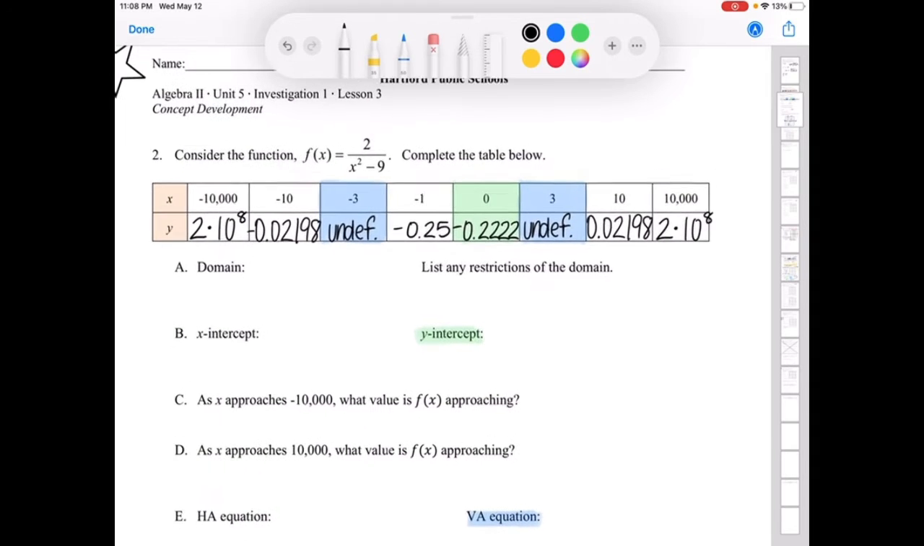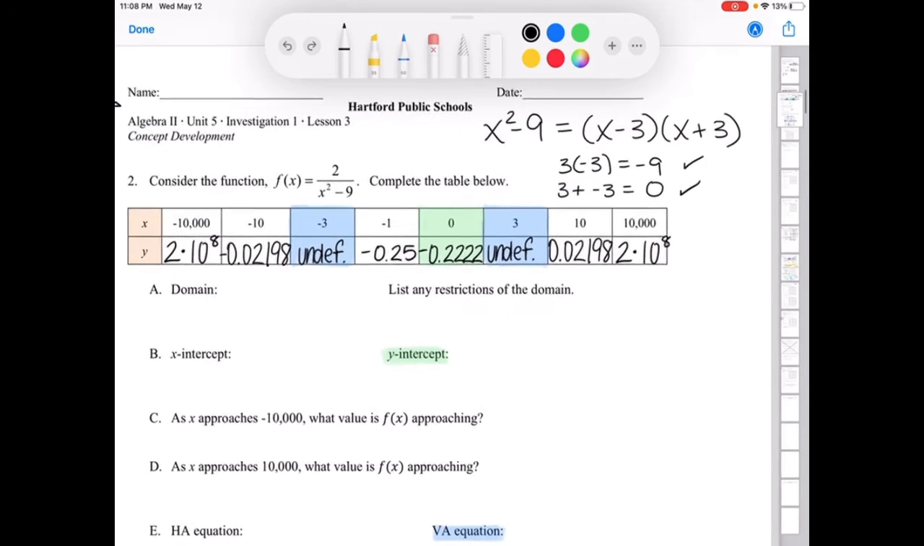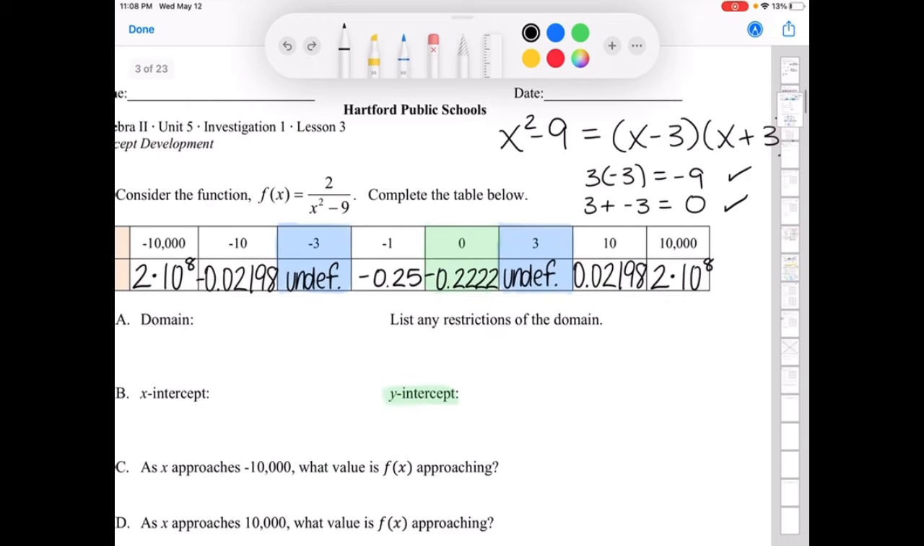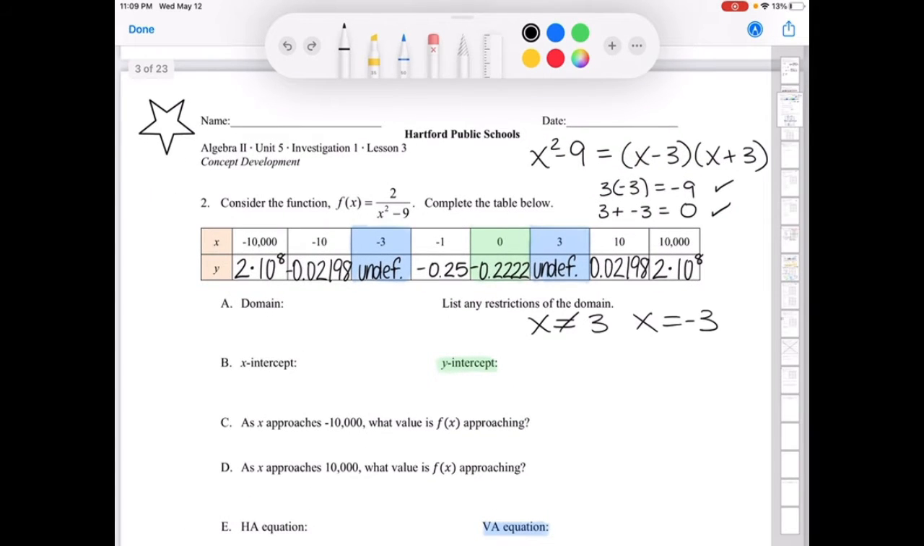The first order of business is to figure out what restrictions are on my x value. Well, x squared minus 9 is a difference of squares. So if I factor that, I know it's going to be equal to x minus 3 times x plus 3. So in that case, my restrictions would be 3 and negative 3. Given that, I know my domain is going to be negative infinity to negative 3, union negative 3 to 3, union 3 to infinity. Notice that there are all parentheses because it is not inclusive of the values 3 and negative 3.